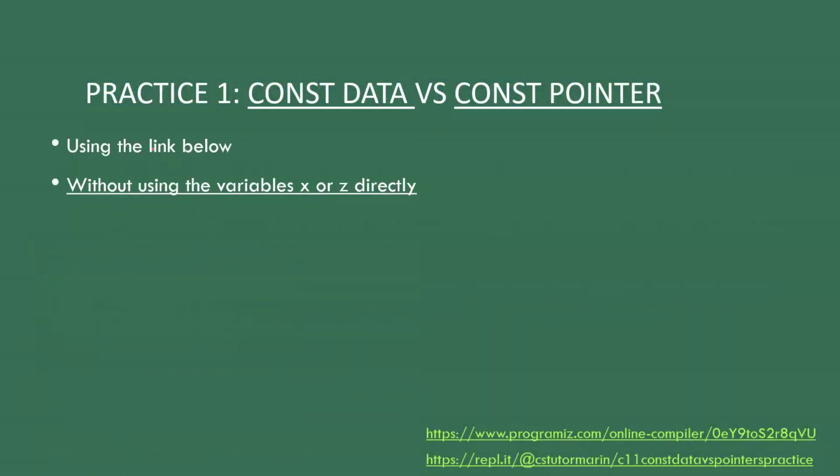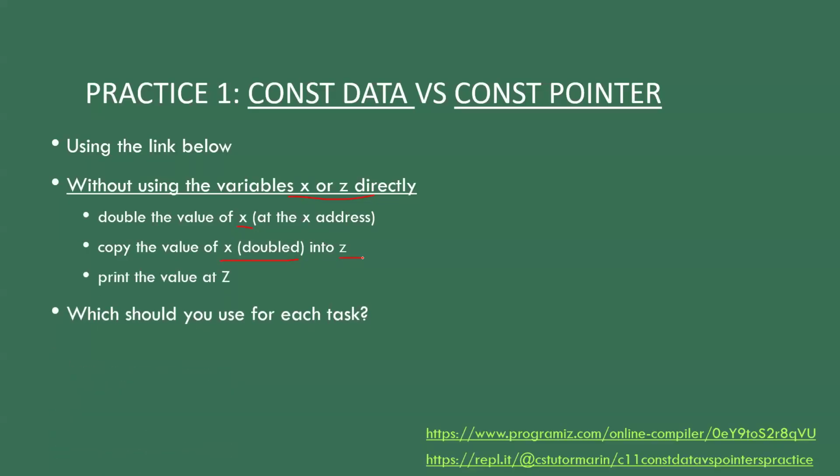So let's try to do a little bit of coding with this. See if you can, without using X or Z, change the value. Try to double the value of X without using X or Z. We'll do the code together on this. And then also copy the data from X into Z, and then print the value finally.